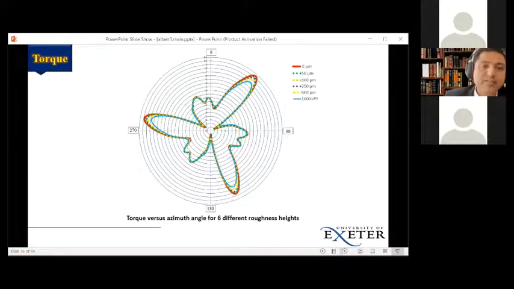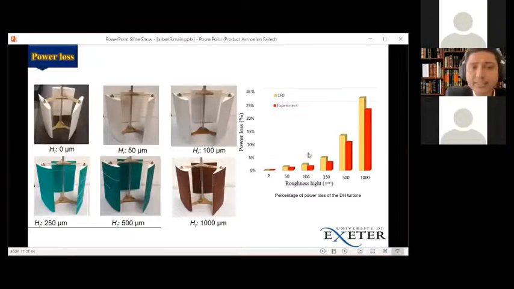So to evaluate this effect, the torque of the turbine is calculated at six different average roughness values. You can see one of the results here. Based on this, the power loss of the turbine at different roughness heights was calculated. The maximum reduction in power output was about 20%. We applied this reduction to design the turbine.